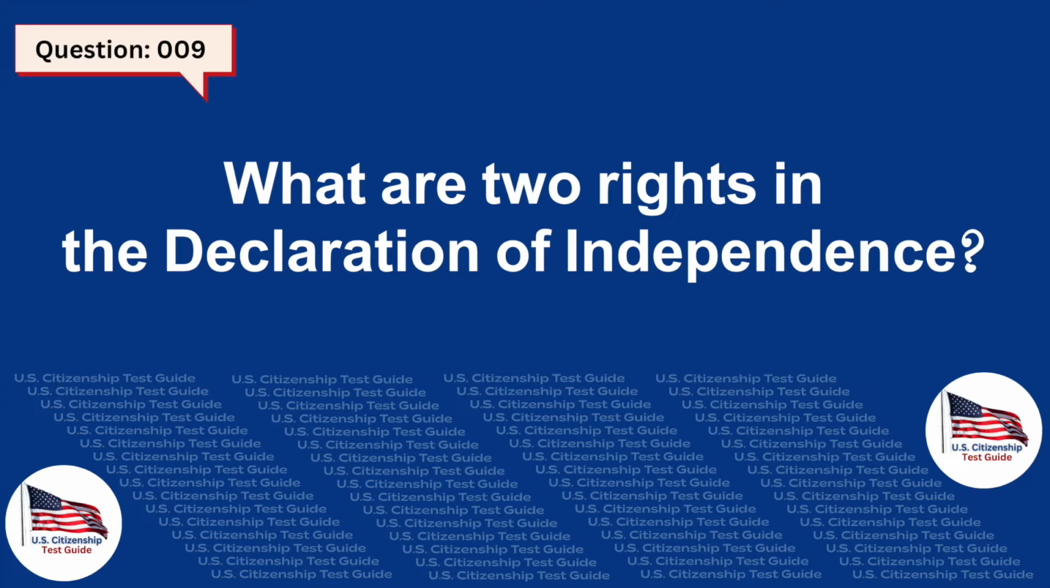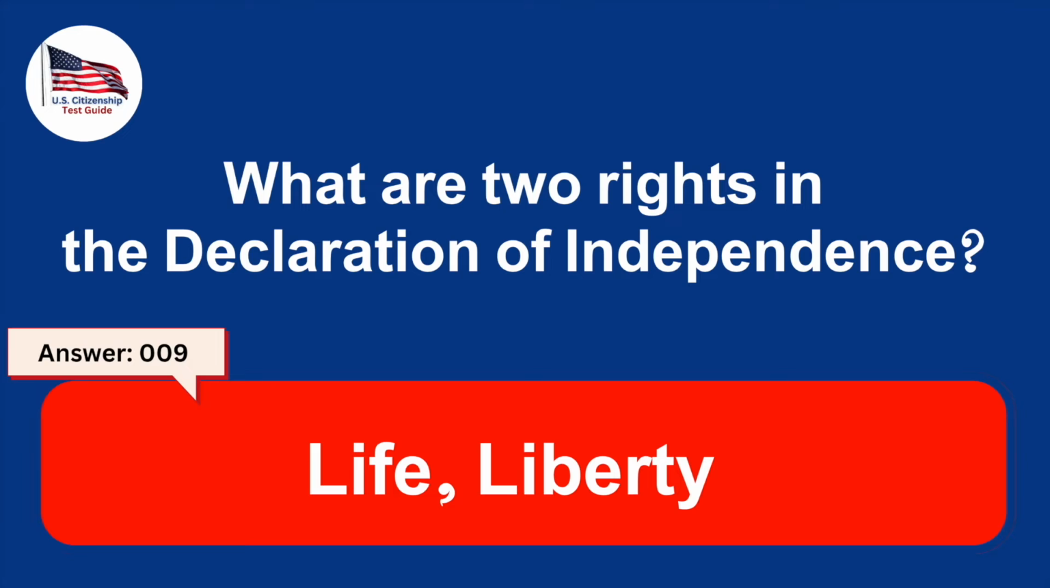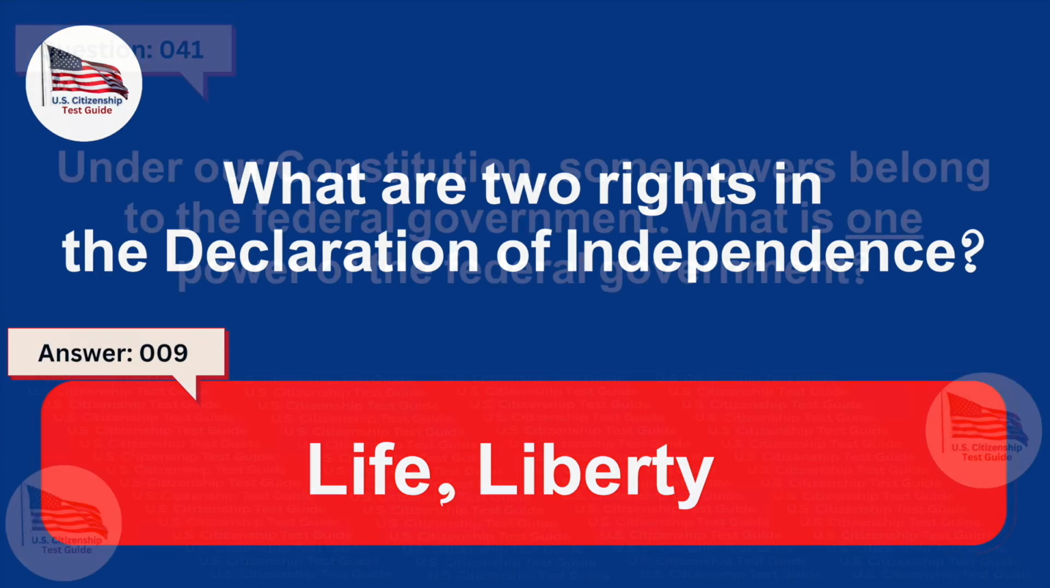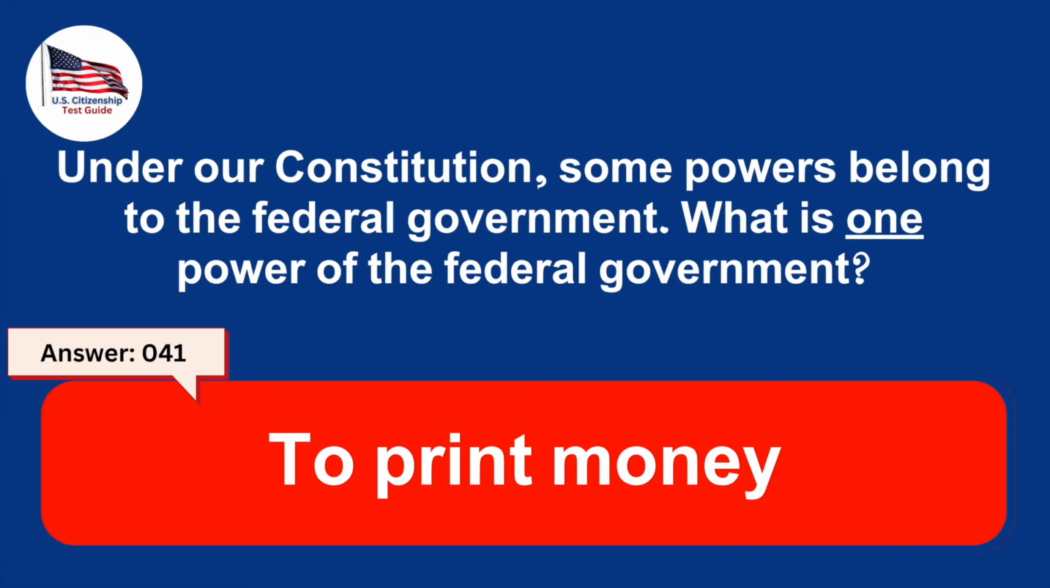What are two rights in the Declaration of Independence? Life, liberty. Under our Constitution, some powers belong to the federal government. What is one power of the federal government? To print money.